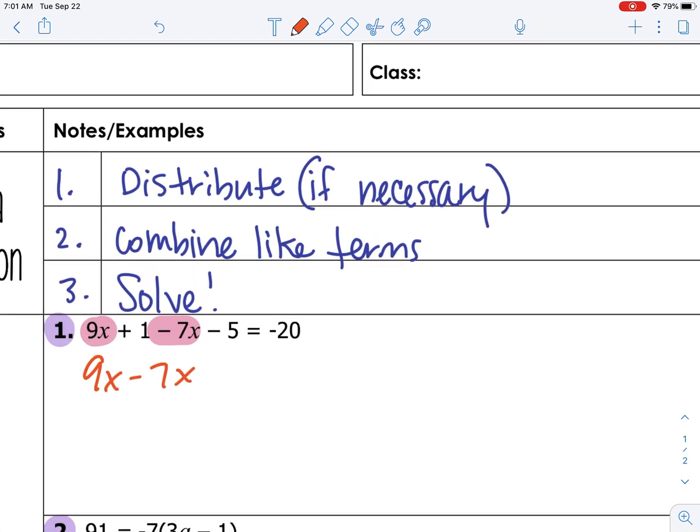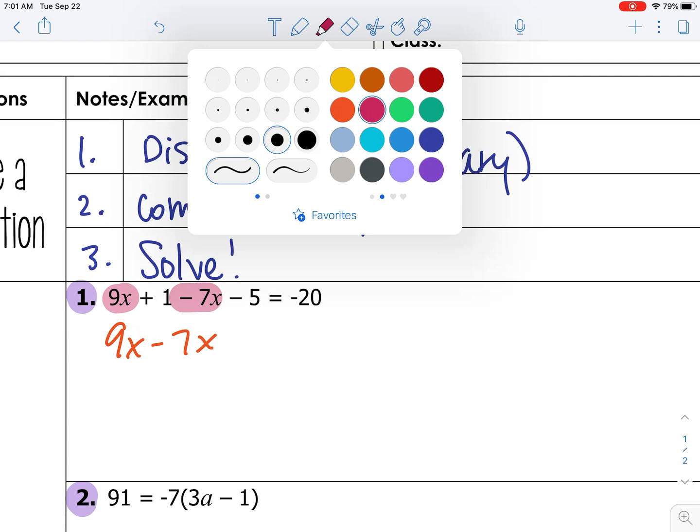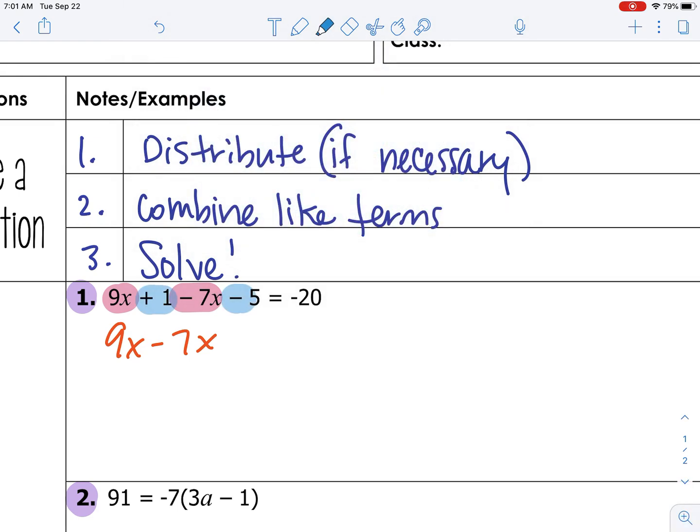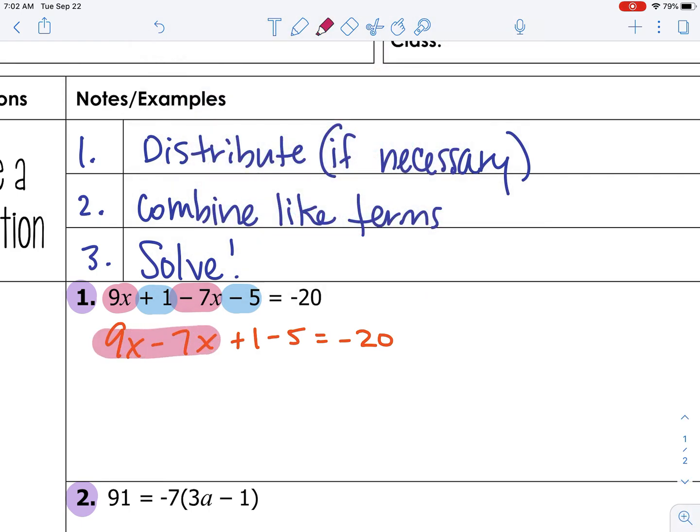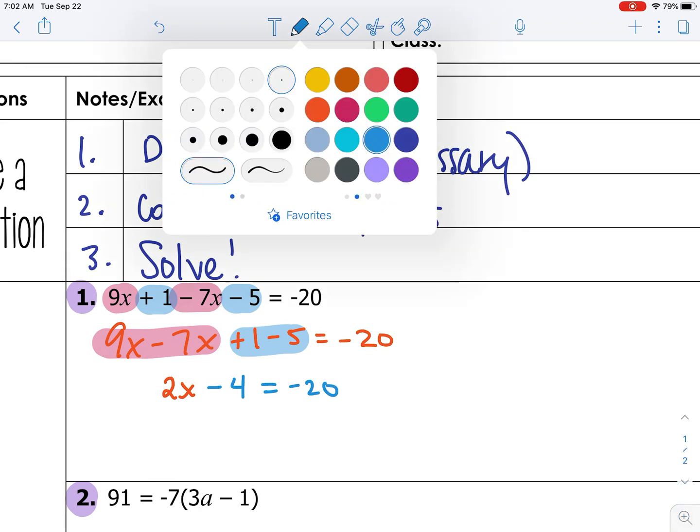9x has a like term with negative 7x. And positive 1 has a like term with negative 5. So when we combine 9x and negative 7x, we get 2x. And when we combine 1 plus negative 5, we get negative 4. This equals negative 20.